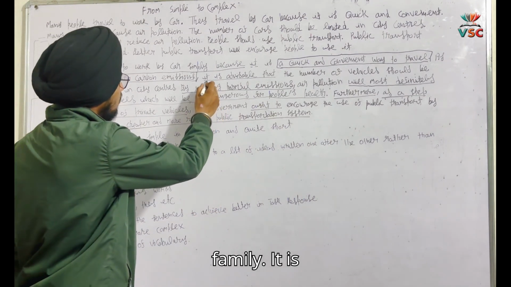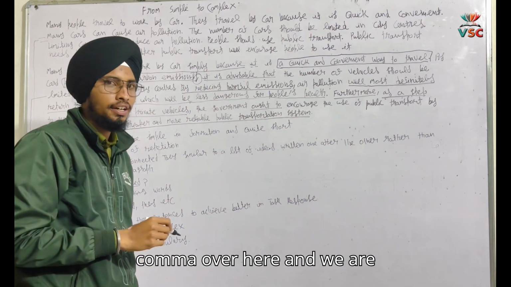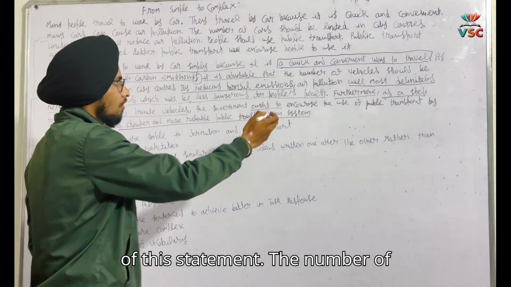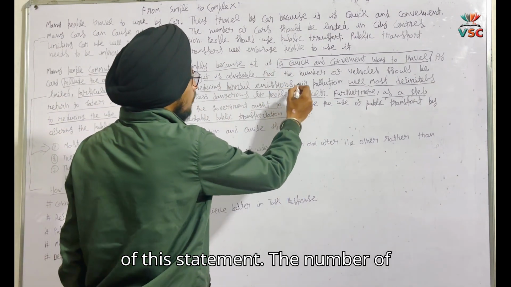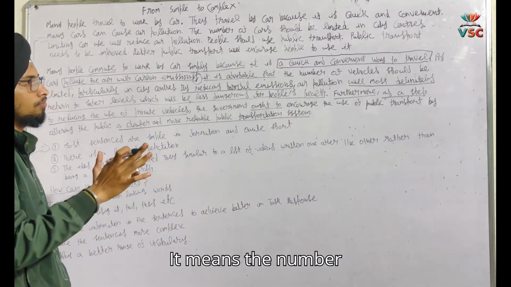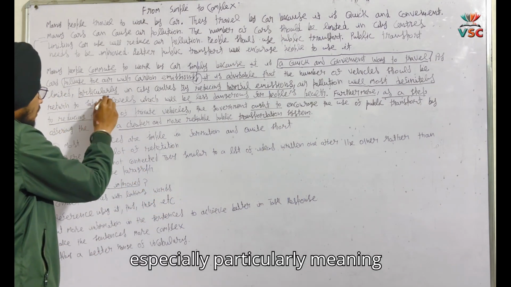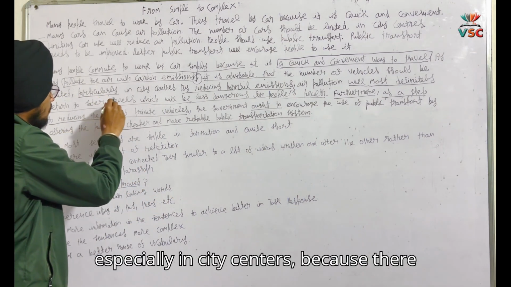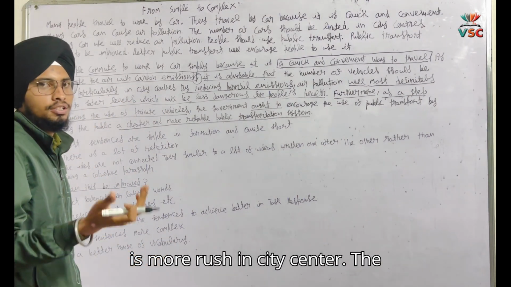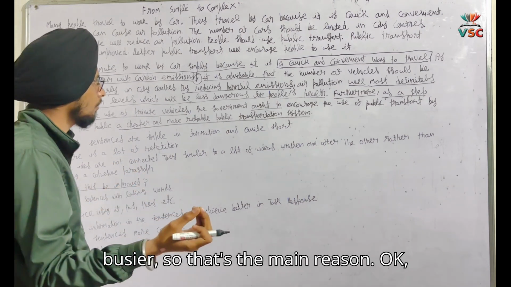Okay, it is advisable that, so it means there is comma over here, and we are just having results of this statement. The number of vehicles should be lifted. Okay, it means the number of vehicles should be lesser, especially, particularly meaning especially in city centers, because there is more rush in city center. The roads, the sides might be busier, so that's the main reason.